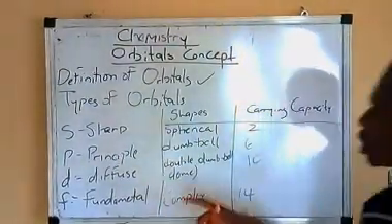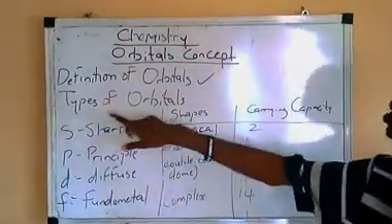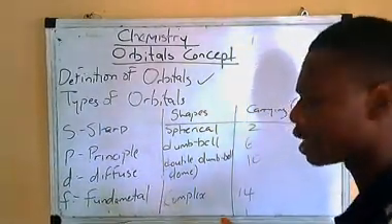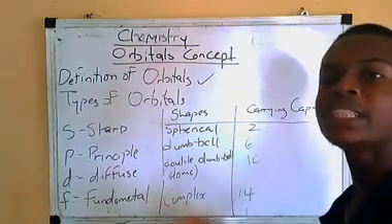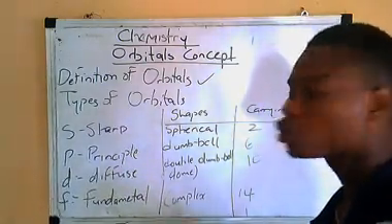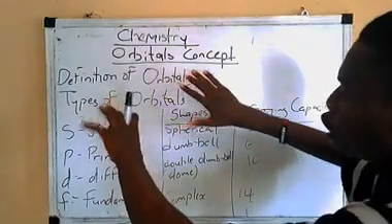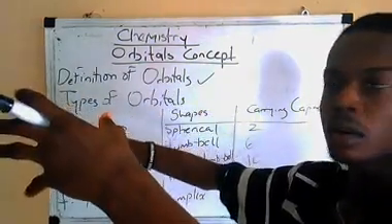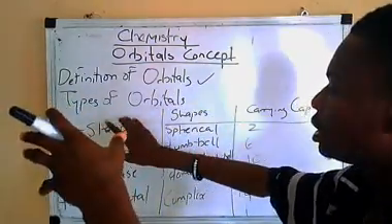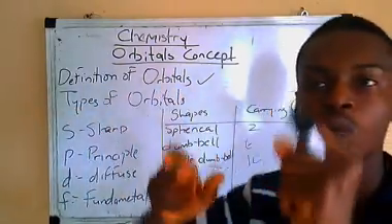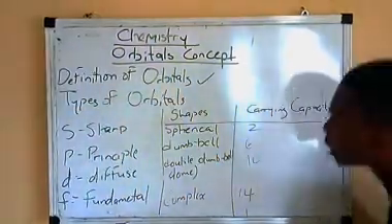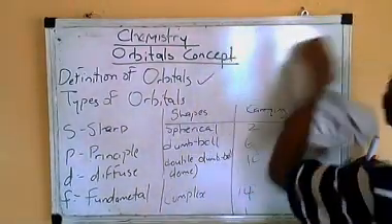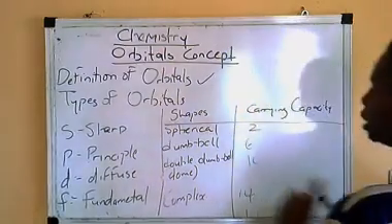Now, all these types of orbitals can be divided into two. When you explain that p is this and this, they are split into two. That is what they call degenerate orbitals and indegenerate orbitals.